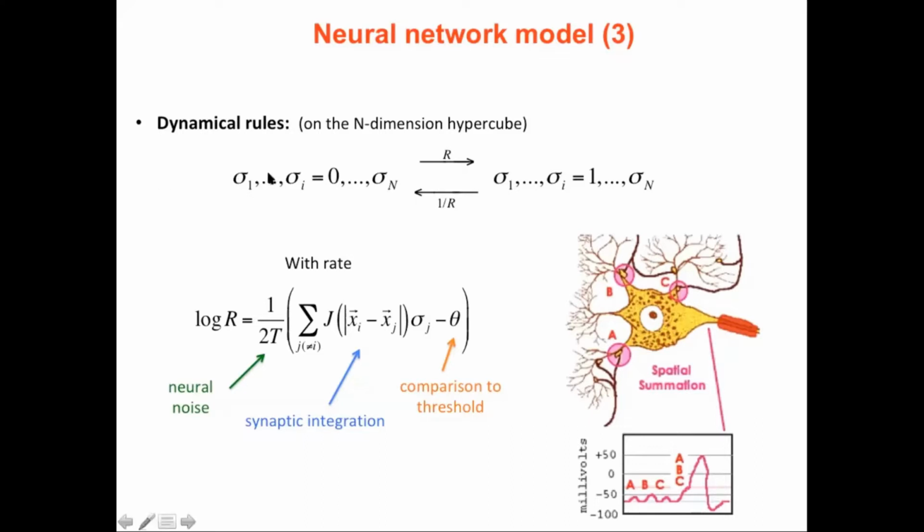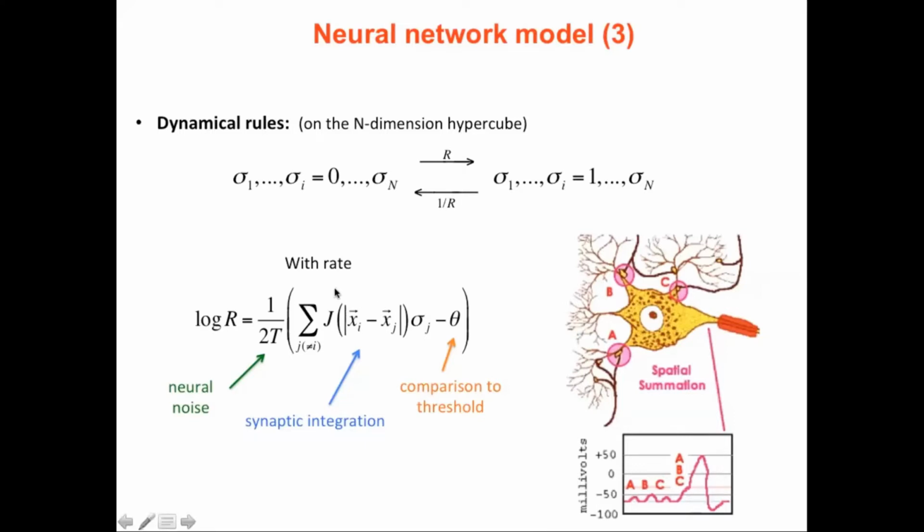And the other activity configurations, for a very small time interval, are supposed to be constant. So sigma 1 up to sigma n, except sigma i, cannot change value. So how do I define R? This is given by the formula that you see here on the bottom left of the slide. So log R is going to be a positive or negative number. So R is between 0 and infinity.